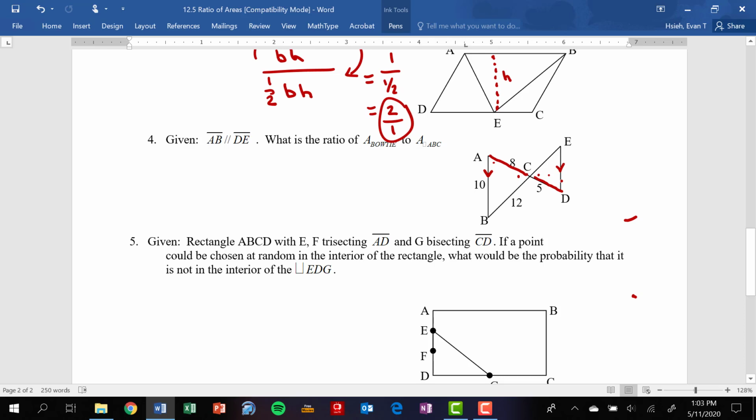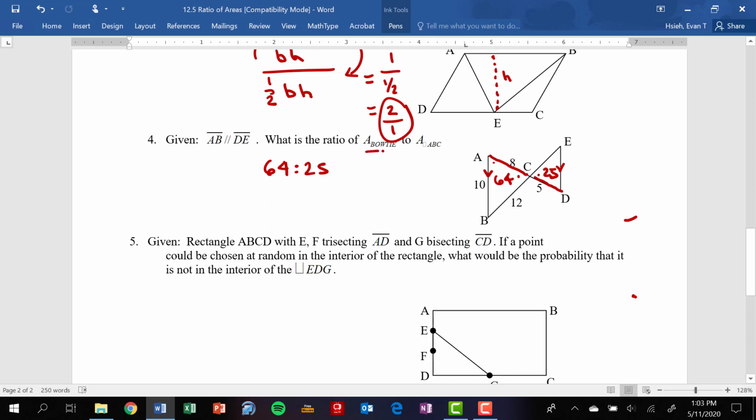So if I square it, I know that the ratio of the areas will just be 64 to 25. It doesn't mean that the actual area itself is 64 and 25, but it means that the ratio of the two areas to each other will be 64 to 25.